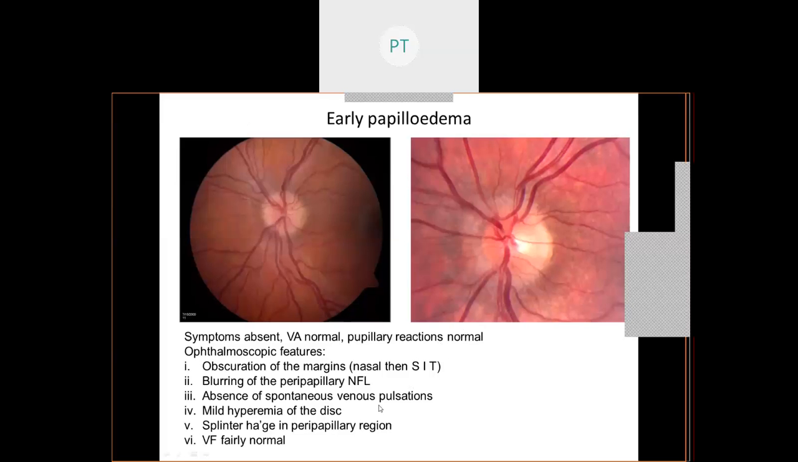In the early or incipient papilledema, the symptoms are absent. The visual acuity is normal. Pupillary reactions are also normal. On ophthalmoscopy, there starts a blurring of the disc margins, which begins first in the nasal, then the superior, inferior, and the temporal. Then there is blurring of the peripapillary nerve fiber layer. Then there is absence of spontaneous venous pulsations, which are usually seen in at least 80% of patients. Then there is mild hyperemia of the disc. There may be splinter hemorrhages in the peripapillary region, and the visual field test is fairly normal.